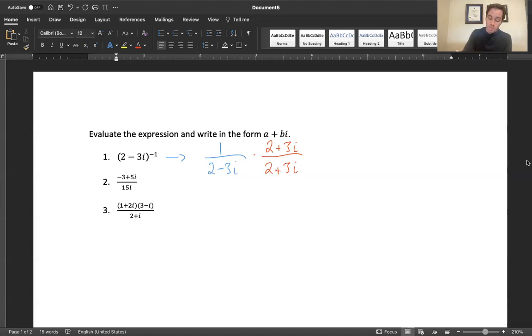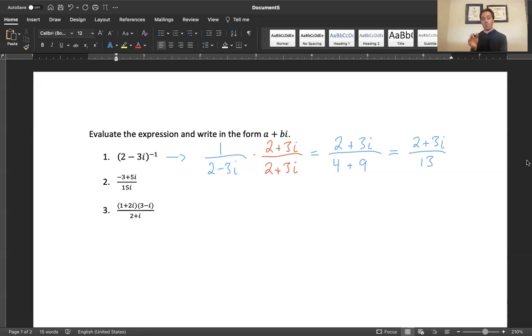So this is going to become the top. In this case it's easy. It's simply 2 plus 3i. And on the bottom, this is where the magic happens. It's going to be 4 minus 9i squared. And if I really ate my Wheaties this morning, I know that that's 9 times negative 1. So that's really going to be plus 9, as in 4 minus 9 times negative 1, 4 plus 9. 2 plus 3i over 13.